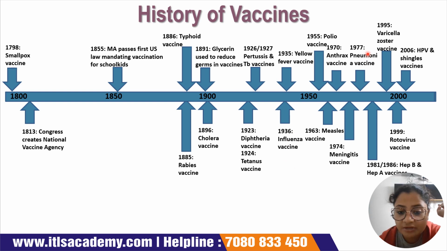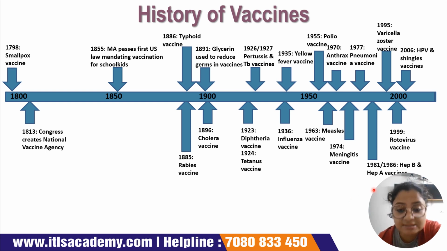In 1955 we had polio vaccine. In 1970 we had anthrax vaccine against anthrax bacillus. Then we have in 1963 we had measles vaccine. Then in 1977 we had pneumonal vaccine or pneumonia vaccine. In 1974 we had vaccine against meningitis.